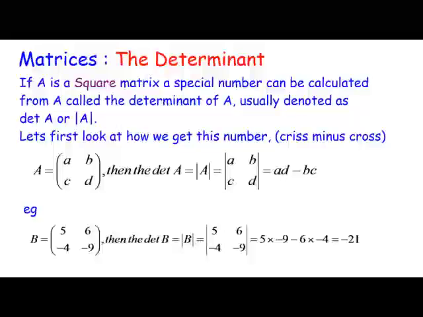Today we're looking at matrices and in particular the determinant of a matrix. You can only find determinants of square matrices. So that's the first thing. Obviously it's not defined for a rectangular matrix, for instance.